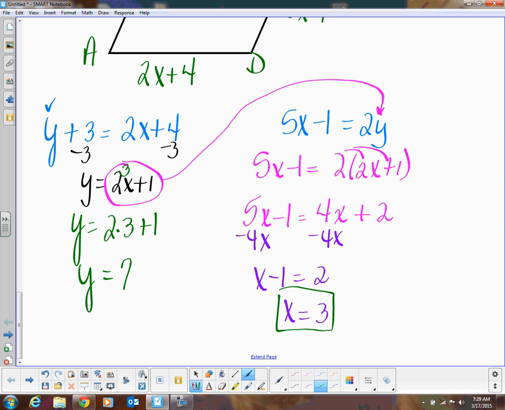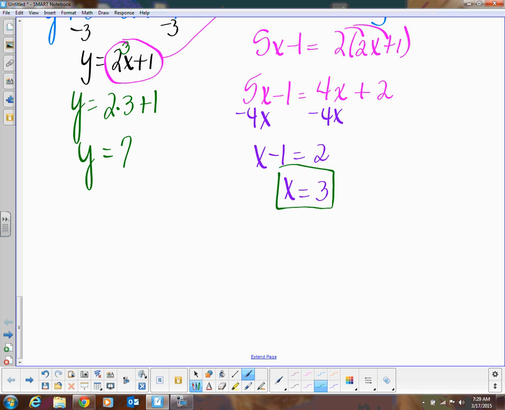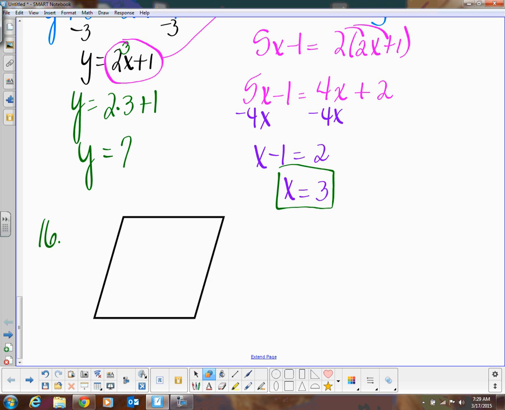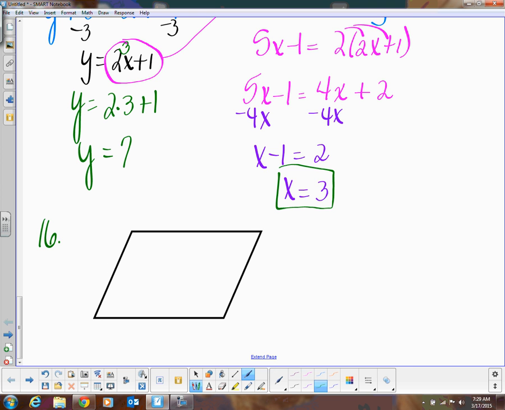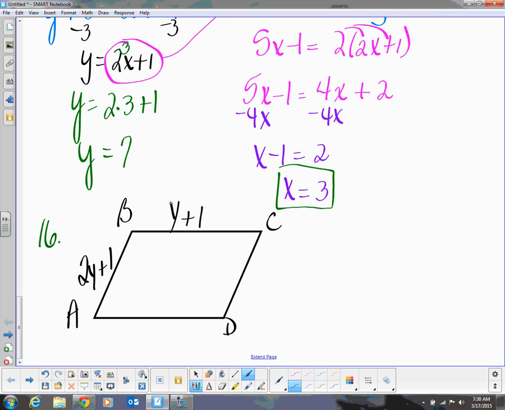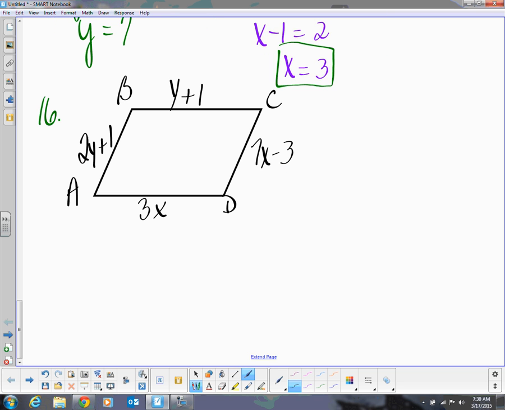16. So 16 is similar in the fact that they gave you stuff, but they didn't draw you a picture. You will draw a picture. A, B, C, D. This time they're saying AB is 2y plus 1. They're saying BC is y plus 1. CD is 7x minus 3. And DA is 3x. All right, McKenna, give me one equation.